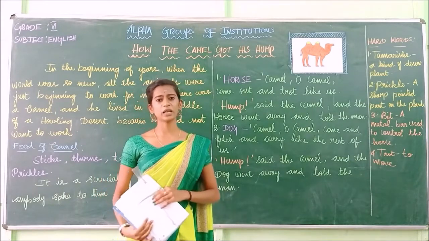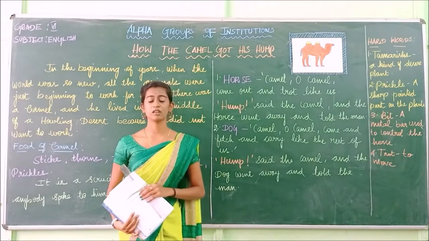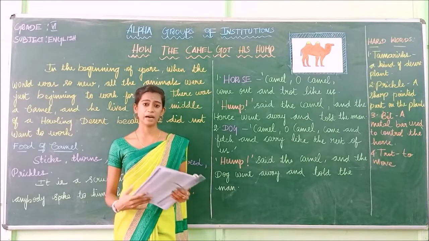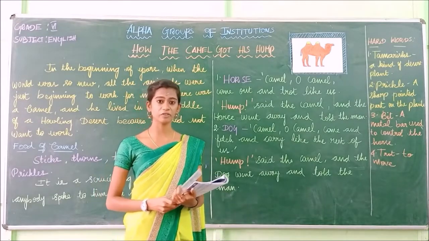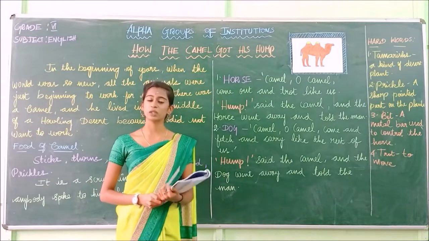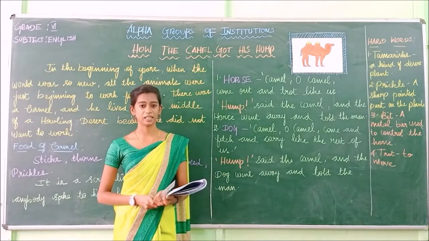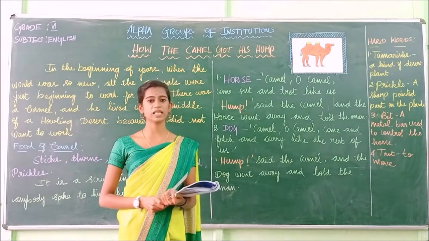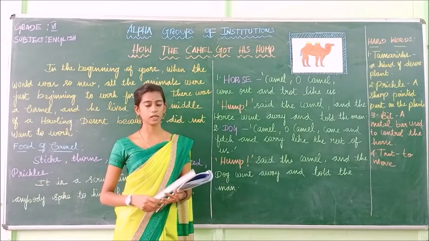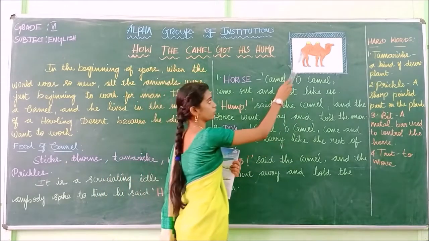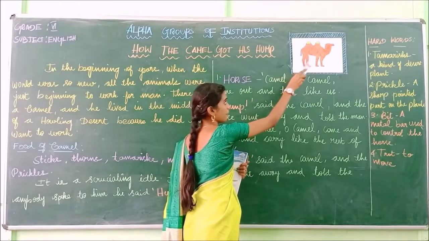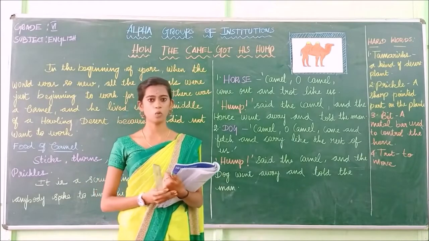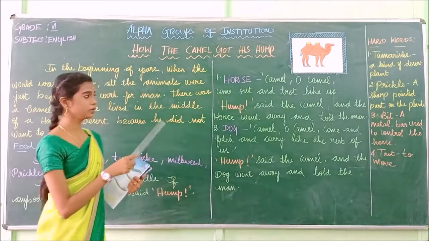Is it very easy to get water in the desert, children? No, it is very difficult to get water in the desert. But the camel can survive for 6 to 7 months without food and water because it stores fat. Okay, it stores the fat in its hump. So it can survive even if there is no food and water. Shall we move on to the story?